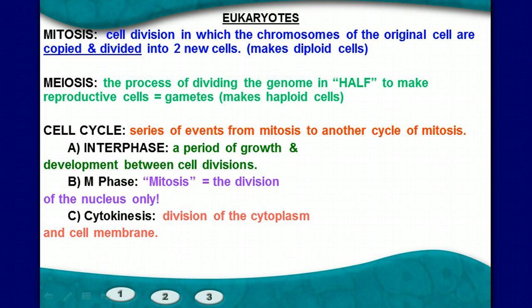Now in eukaryotic cells, the cell cycle occurs very, very differently. The cell cycle involves two different processes depending on which kind of cell is dividing. So remember, you've got somatic cells, those cells that make up all of your body. Your skin, your blood, your bone, your muscle, your nervous system, okay? All of those kinds of cells go through a process that involves mitosis. Mitosis is nuclear division, in which the chromosomes of the original cell are copied and divided into two new cells, okay?